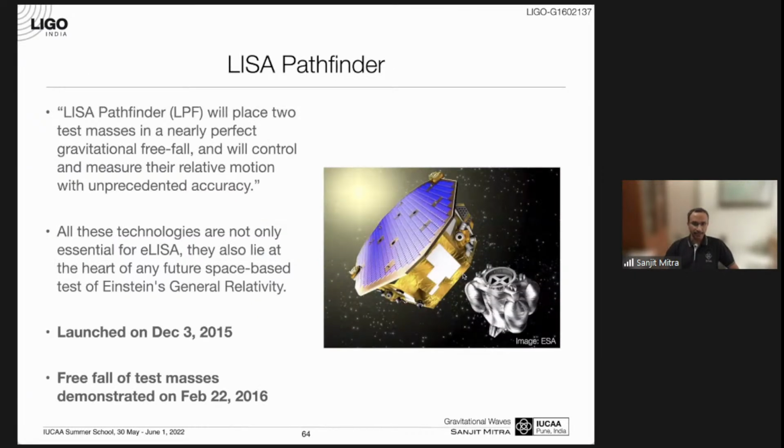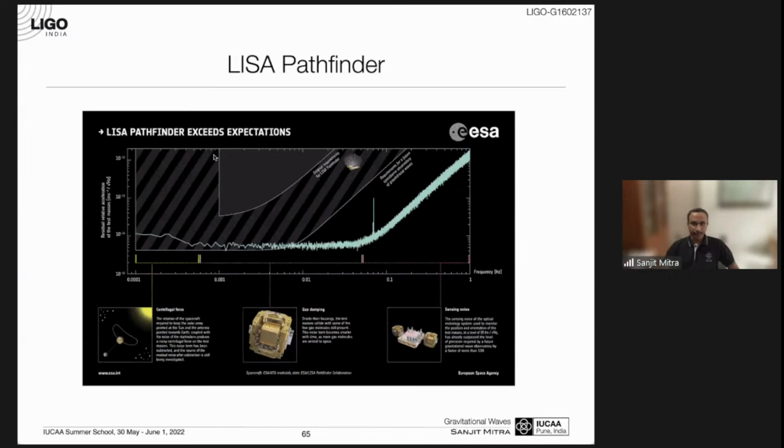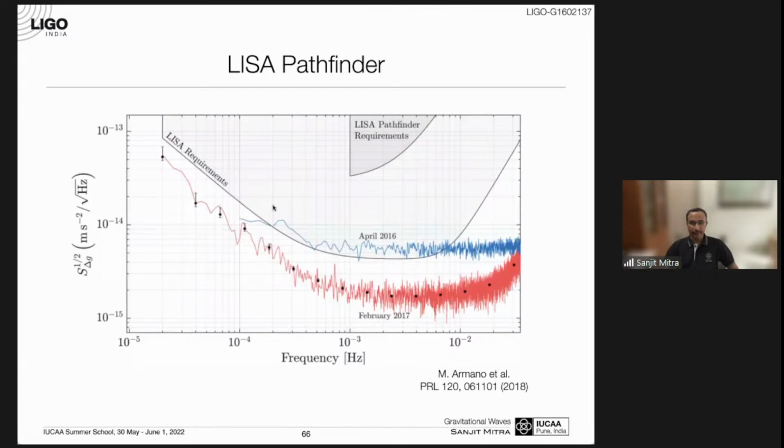Now, there was a mission called LISA Pathfinder, which was launched in 2015, to test some of the key technologies that will be used in LISA. The target for that was that if LISA Pathfinder could meet this requirement, that it can achieve this noise, then it would be a very strong proof that we would be able to build LISA, and it will be funded. LISA Pathfinder not only fulfilled this requirement, its noise performance actually went beyond what LISA requires, of course in that specific sense of a certain kind of noise. This is just the LISA requirement, and LISA Pathfinder essentially went even beyond whatever was required for LISA, and hence this project is going very well.